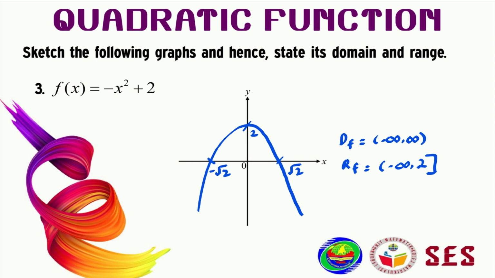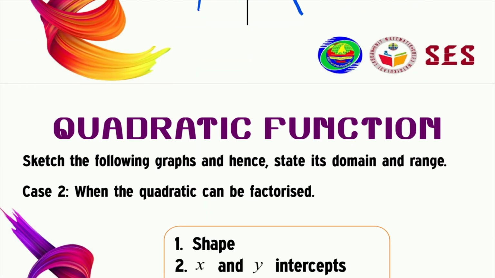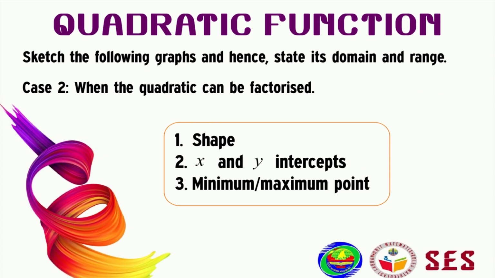Alright, so we have done discussing how to sketch the graph of quadratic function when we have case 1. So let us proceed with case 2. Case 2 happens when the quadratic can be factorized. We have 3 steps in order to sketch the graph of this kind. The first one is we need to identify its shape. As we have discussed earlier, it is either smile or Z shape. The next one is we need to identify its x and y intercepts. And last but not least, we need to get the minimum or maximum point of the quadratic function.